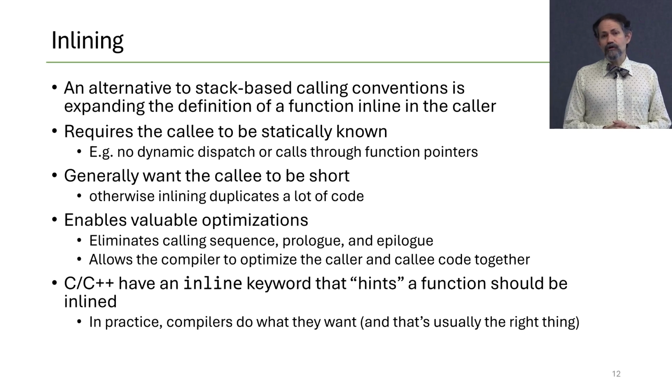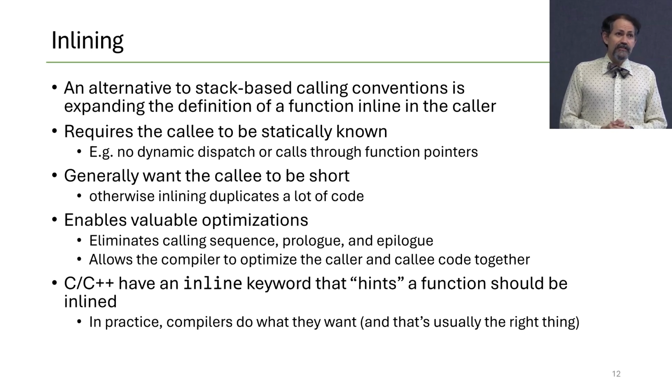Generally, we want the callee to be short because otherwise we're copying a lot of code into the caller, and if we do that for multiple callers, we're going to blow up our code size. But if we have short functions, that's okay. And of course, if a function is called only once and we know that, then again, we're not really wasting any space.